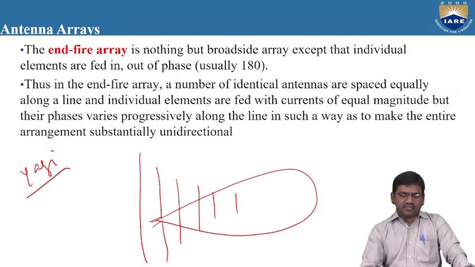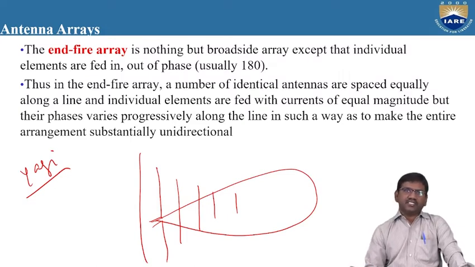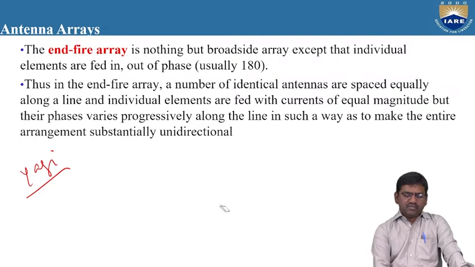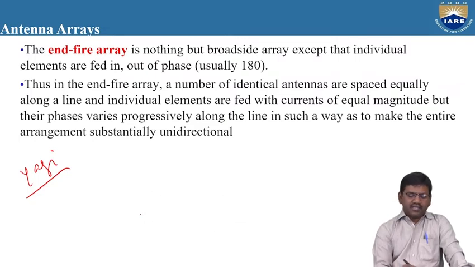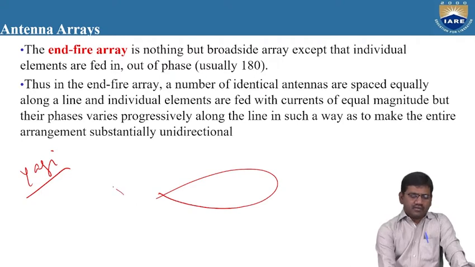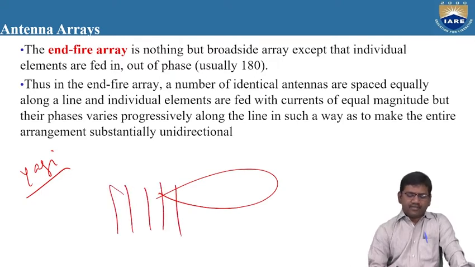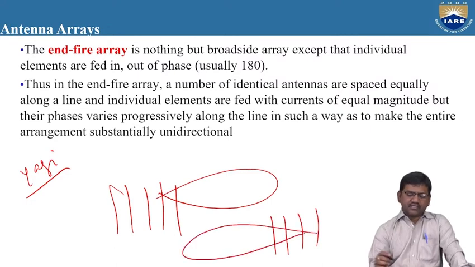So the individual elements are fed with currents of equal magnitude, but their phases vary progressively along the line in such a way as to make the entire arrangement substantially unidirectional. That means we should design an antenna in such a way that all the radiation pattern will be either in this direction, or we can also design an antenna in such a way that the radiation pattern will be in this direction.